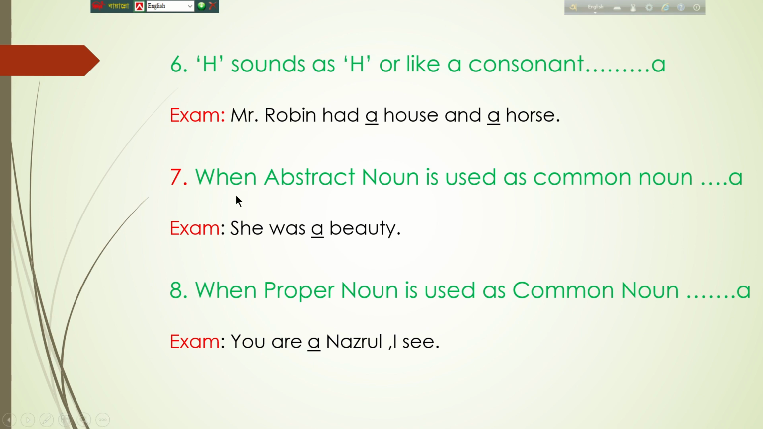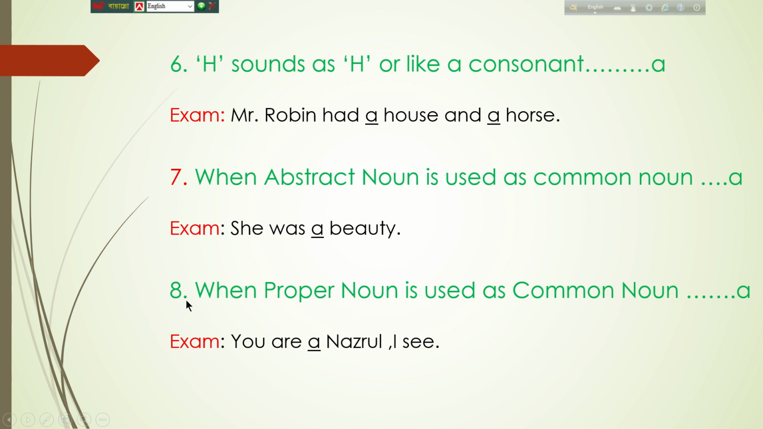Let's see the next rule. When an abstract noun is used as a common noun, you have to use a. Let's see the example, then you will be clear. She was a beauty. Here, you know, beauty is an abstract noun, but here beauty is used as a common noun. For that reason, we use a here.